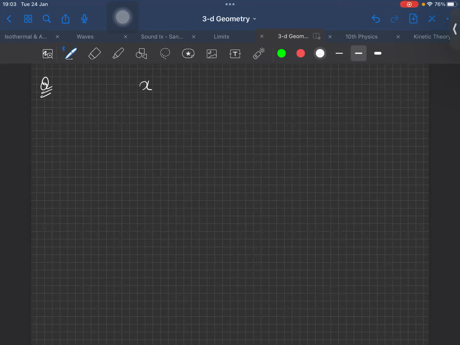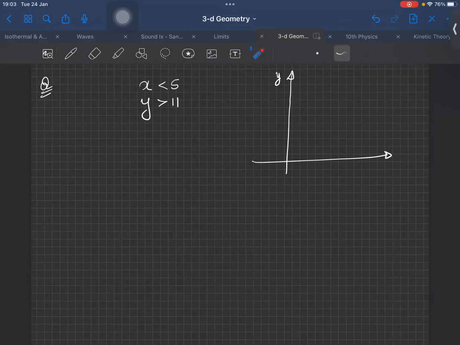Let's say x is less than 5 and y is greater than 11. So what area can you cover? What is the area it signifies? What is the meaning of this? It means it has all the possible values of x and y. x can be negative as well. So let's say the maximum value of x is 5. This is called the critical point. And for y, let's say this is 11.